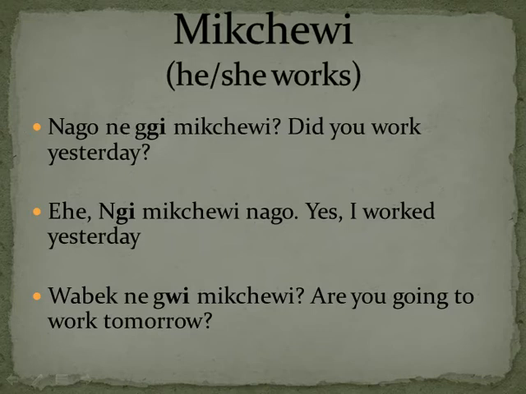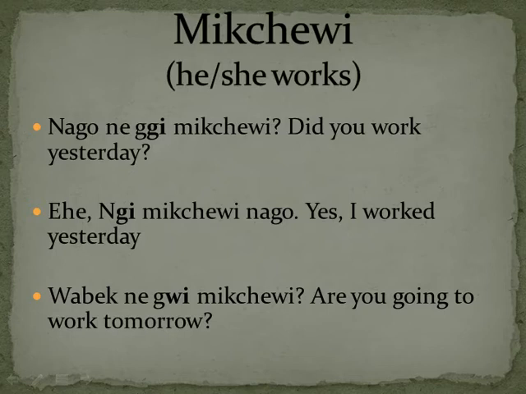Nagone gigi mikchui. Did you work yesterday? Nago is yesterday. Ne indicates a question. The first g is you. The second g is the past, gi, and then mikchui, work. So nagone gigi mikchui. Did you work yesterday?